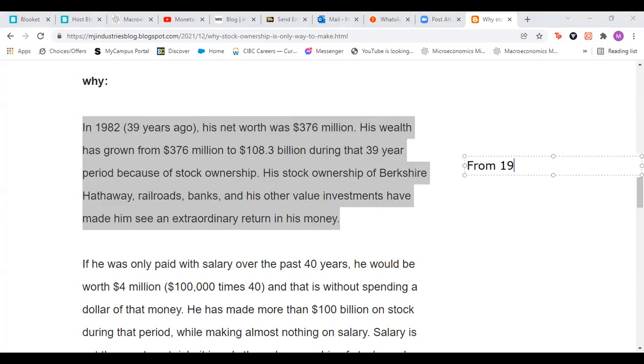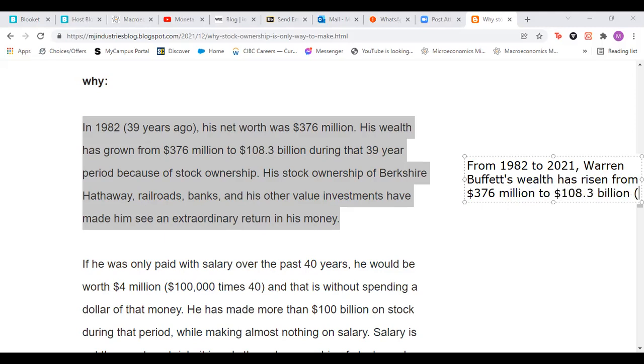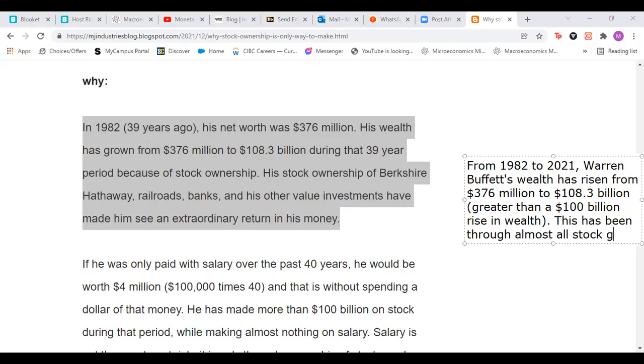From 1982 to 2021, Warren Buffett's net worth, wealth has risen from $376 million to $108.3 billion, greater than a $100 billion rise in wealth. This has been through almost all stock gains. So we'll show you why.